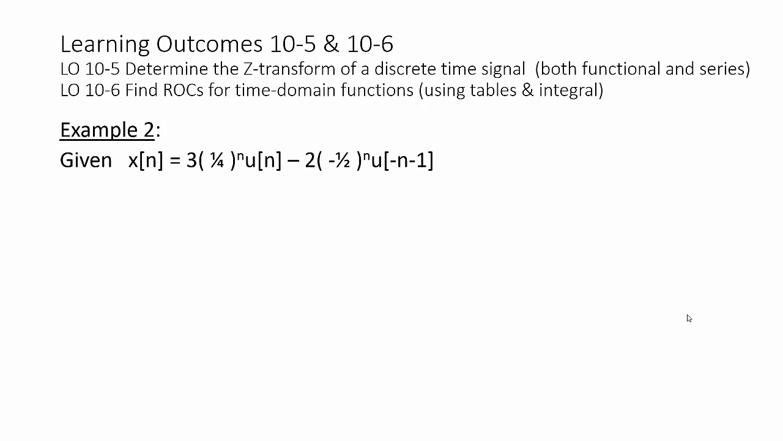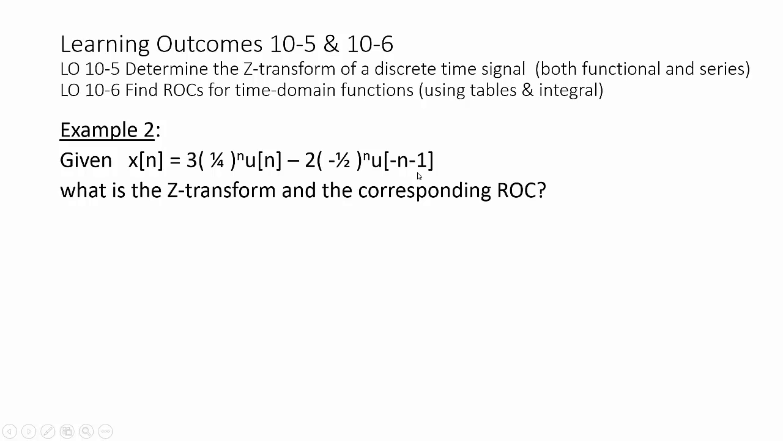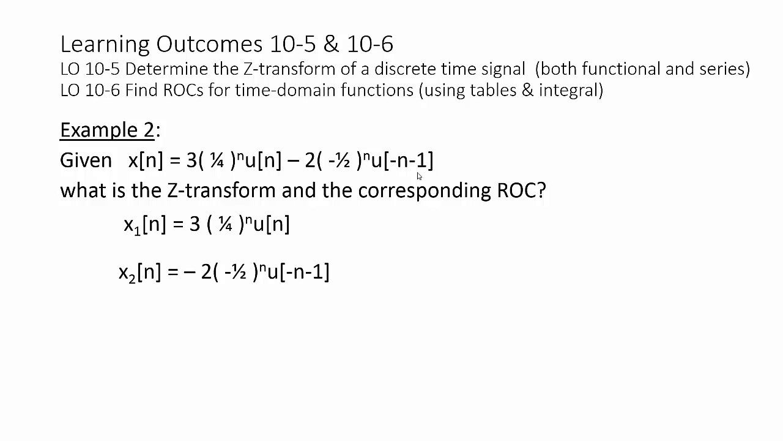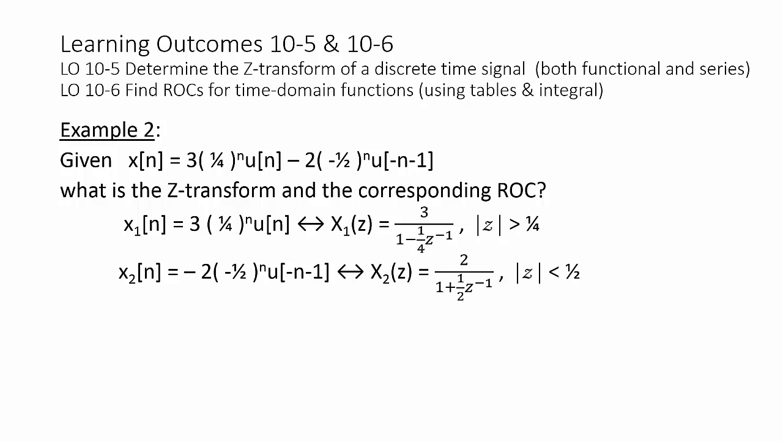Another example. x of n is 3 times 1/4 to the n u of n minus 2 times minus 1/2 to the n u of minus n minus 1. This is very similar to what we had in example 1, but now instead of u of n, we have u of minus n minus 1. So in order to find the z-transform and the corresponding ROC, we again look at both pieces. x1 is the same as in example 1, but x2 is a little bit different.